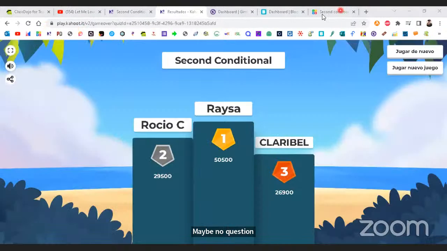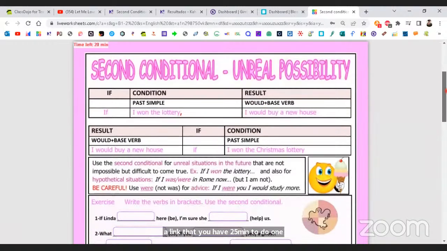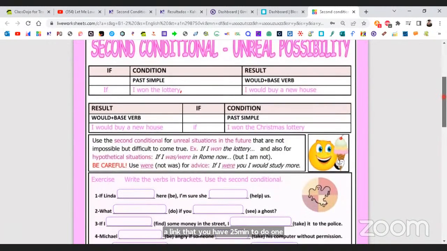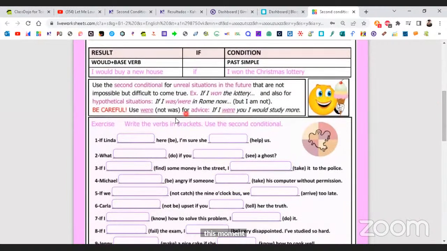No questions. Perfect. Okay. In a chat of WhatsApp, I shared some things. The first one is a video on TikTok. Please watch it if you have questions with the topic of the second conditional. Watch it, and I share a link that you have 25 minutes to do one exercise. You are going to complete it in this moment. Lo vas a completar en este momento. Tienes arriba la explicación otra vez. Abajo, los ejercicios. ¿Qué dice? Write verbs in brackets, use the second conditional.